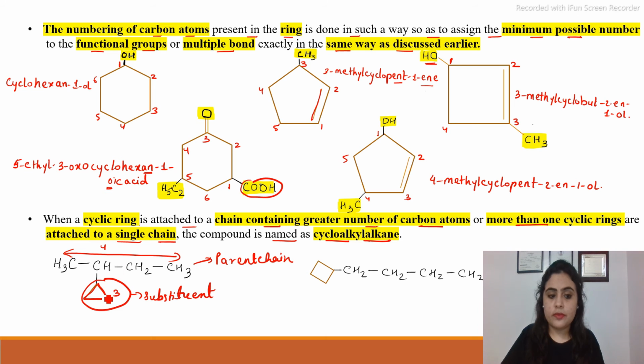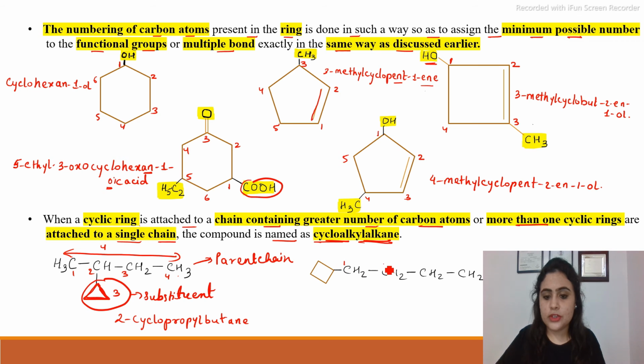and this will become the parent chain. Even if the number of carbon atoms in both is equal, the cyclic one will become a substituent and the straight one will become the parent chain. So it will be termed as cycloalkyl alkane. So your 1, 2, 3 and 4 will be cyclopropyl, and cyclopropyl is at position 2.